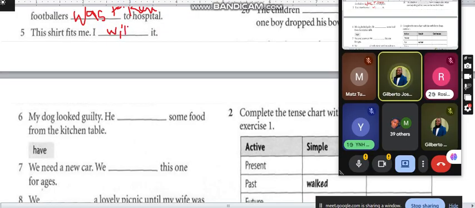Now let's go to number 6. So it should be, I'll take it. Pardon my handwriting here, I'm just using the mouse. Sometimes you will not see properly what I'm writing. Okay, let's go to number 6. My dog looked guilty. He blank space some food from the kitchen table.